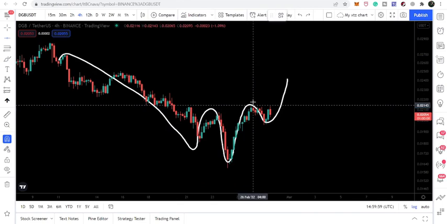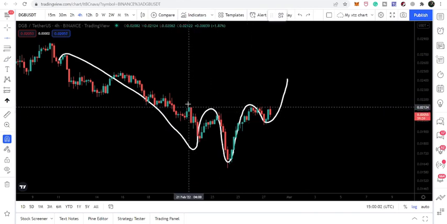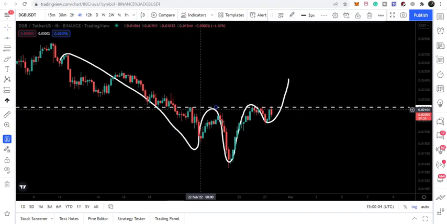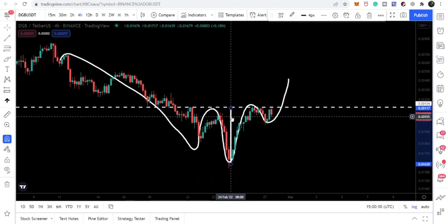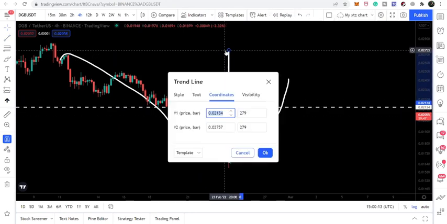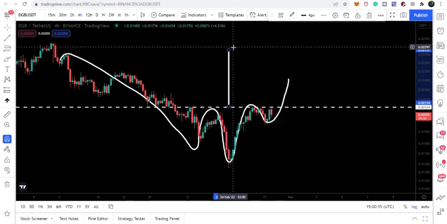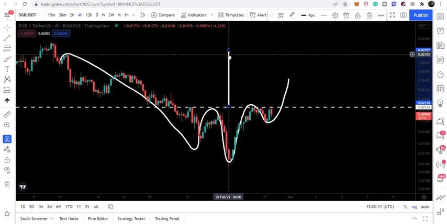And we have the neckline of this inverse head and shoulder pattern here approximately at 2.1 cents. And if the price line breaks out the resistance of this inverse head and shoulder pattern, then we can expect a move here. And this could be our target at approximately 2.7 cents.